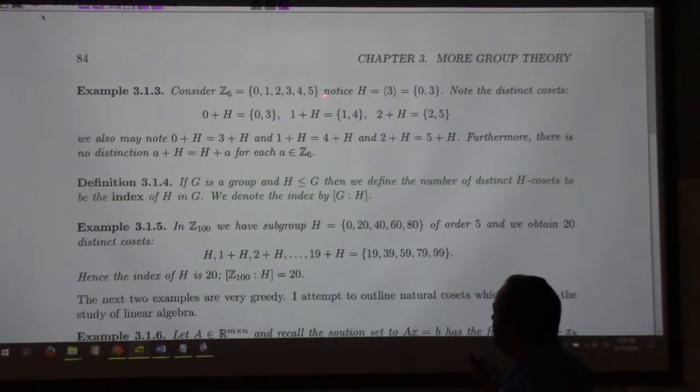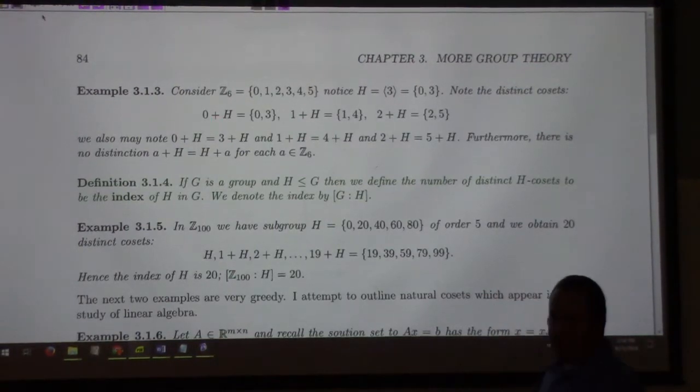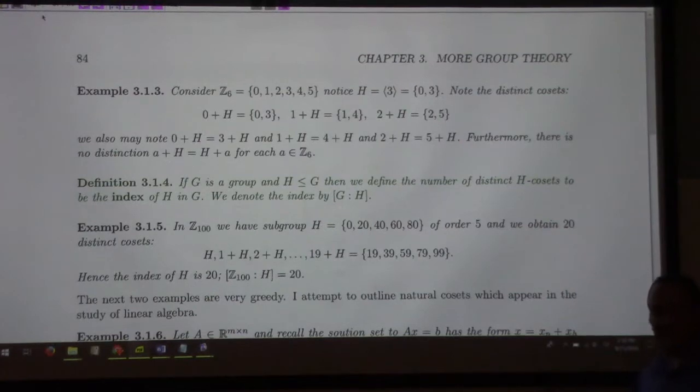So Z6 is this. H is a subgroup of order 2, and check it out. 1, 2, 3 cosets, 3 distinct cosets. The index is 3. Lagrange's theorem: 3 times 2 is 6. Yay.